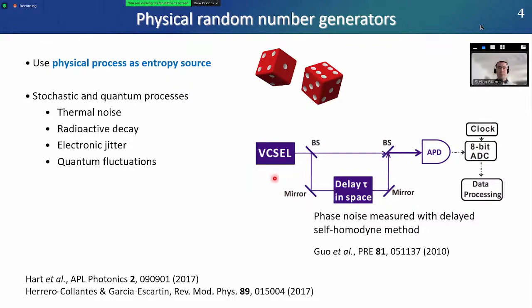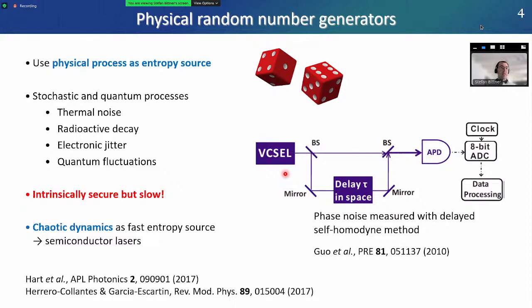This is an example where the phase fluctuations of a single mode laser induced by spontaneous emission noise are used for random number generation. So these fluctuations are used using a delayed self-homodyne method. The big advantage of these approaches is that they are intrinsically secure because they are based on the unpredictability of quantum mechanical processes. However, they are relatively slow. For example, this laser system here has a maximal bit rate of only 20 megabit per second, which is significantly too slow for most applications.